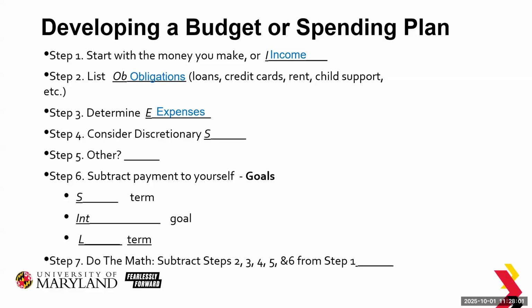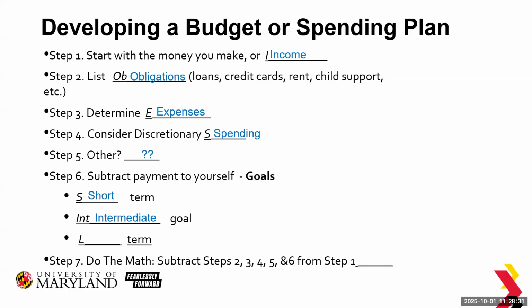And as you determine your expenses, you consider discretionary spending. Man, you guys are experts. And there may be some other steps that tie into your particular situation. And then you've got to pay yourself, right? So you might have short-term goals. You asked about the links? Yes, I'll put all the links in again at the end of our session.